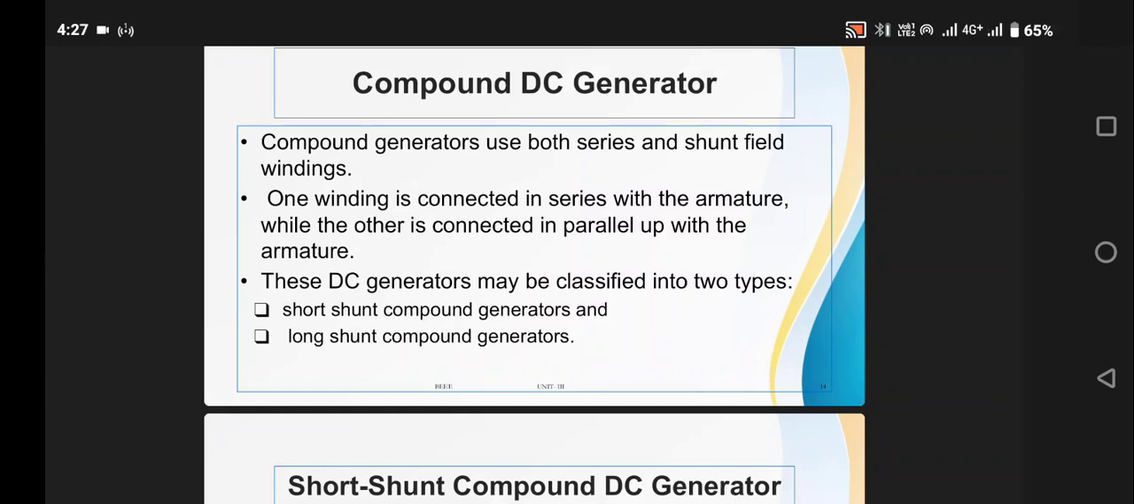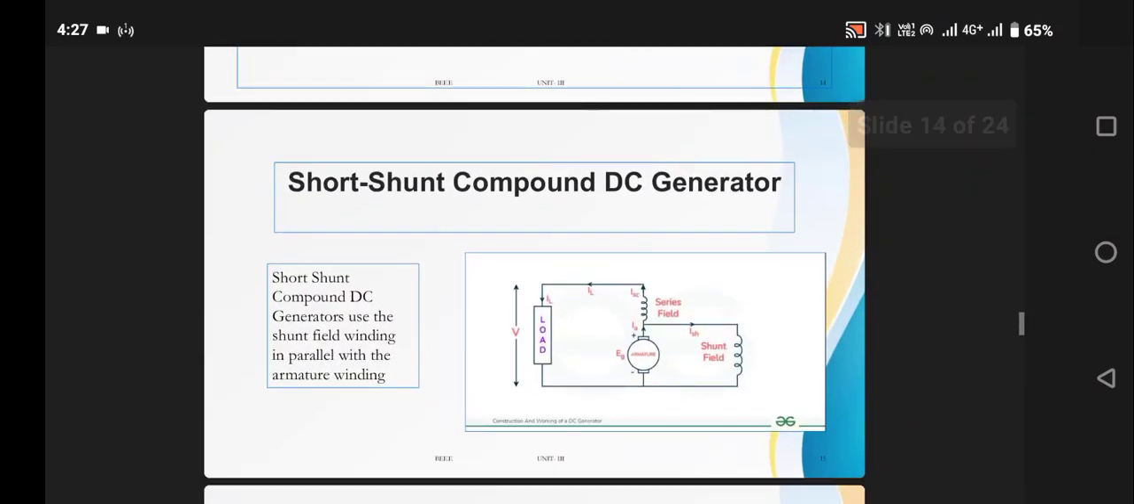How the armature as well as field is connected. Again, this type is classified into short shunt compound generators as well as long shunt compound generators. What is meant by short shunt compound generators? Here, in the short shunt compound generators, the shunt field winding is connected in parallel with the armature. The whole combination is connected in series with the field winding.